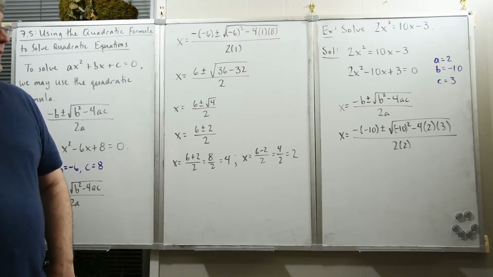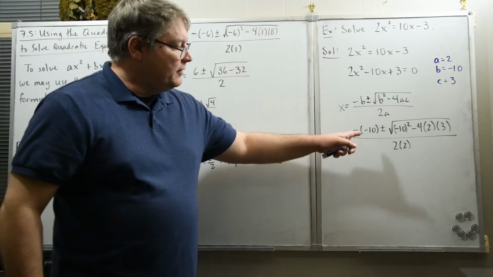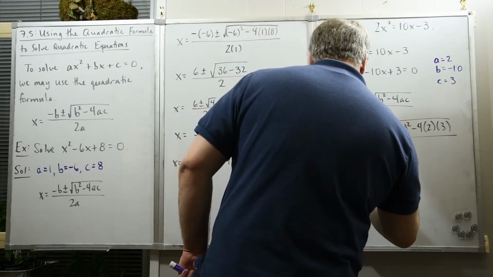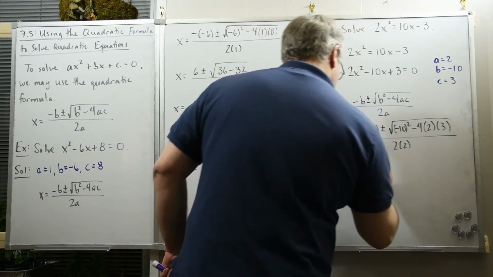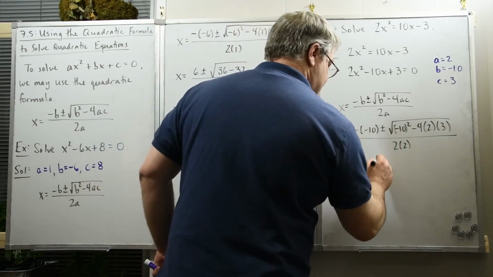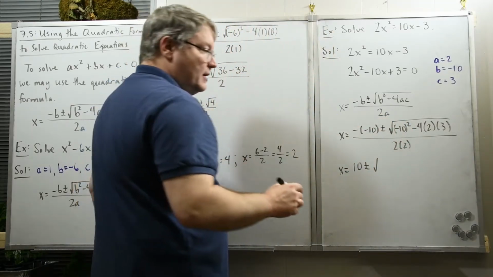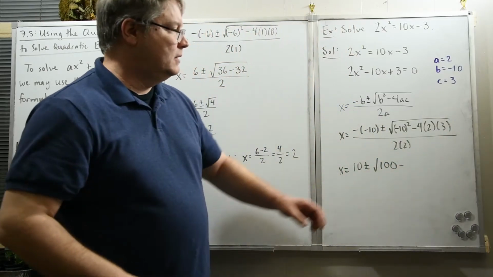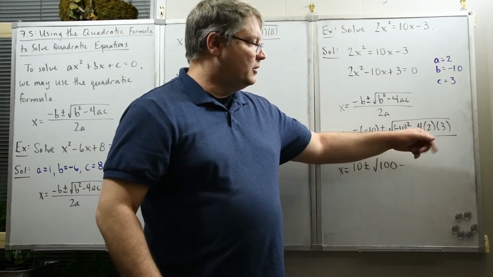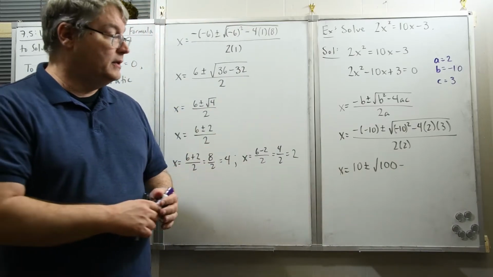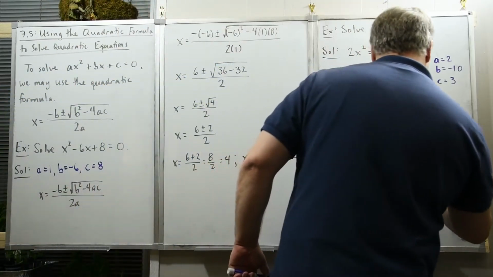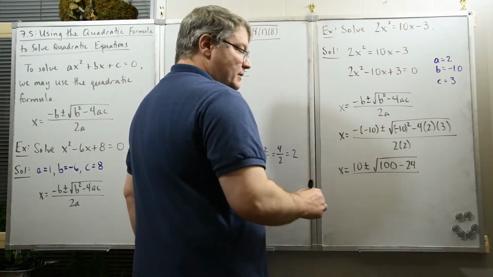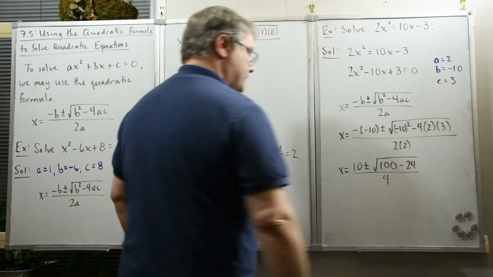So we need to simplify this. We'll have minus a negative 10, same thing as 10. And then plus or minus, square root of. Square the negative 10, you get 100. Then minus 4 times 2 times 3. Well, 4 times 2 gives us 8. 8 times 3 gives us 24. And the bottom is 2 times 2, which is 4.